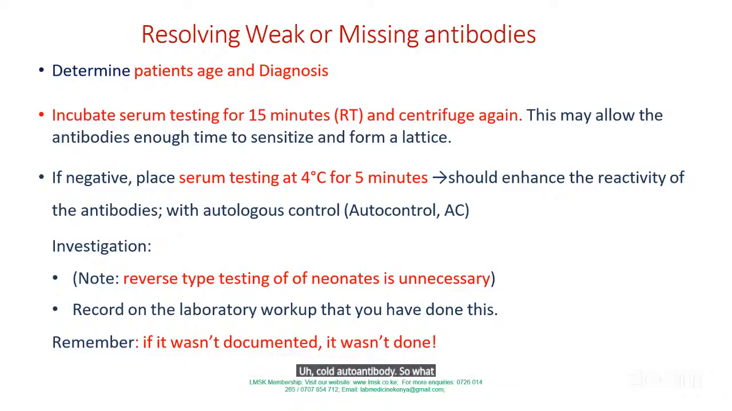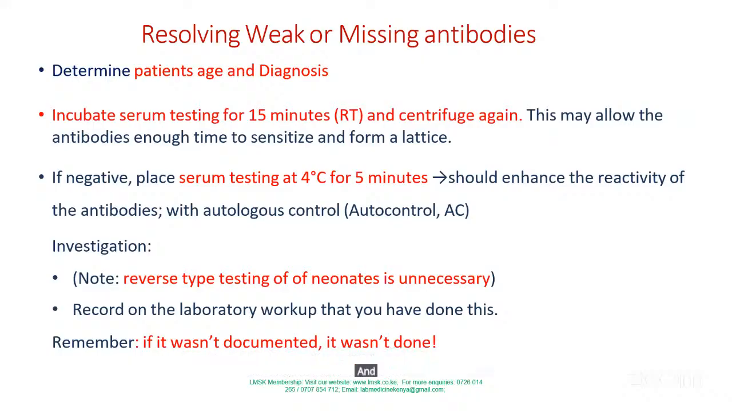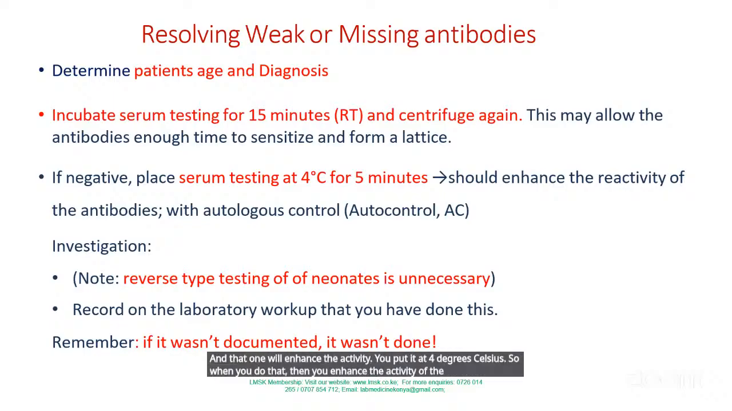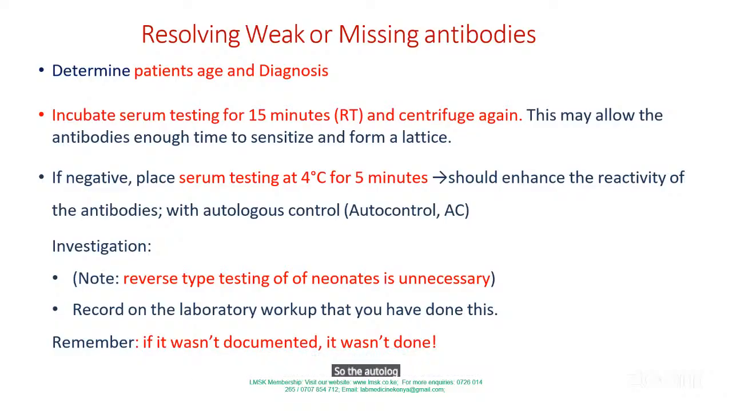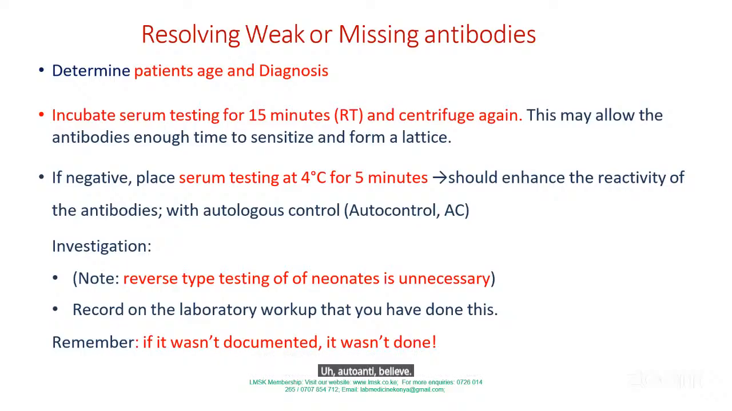So what you will do is put a portion of the serum testing again at 4 degrees Celsius for 5 minutes, and that will enhance the activity. You put it at 4 degrees Celsius. When you do that, you enhance the activity of the cold antibodies with the autologous control. The autologous control here is just the patient cells and the patient's own serum. When you do that and there's a reactivity, that is an indication that the patient has autoantibodies, because they have produced antibodies that are able to recognize their own cells.